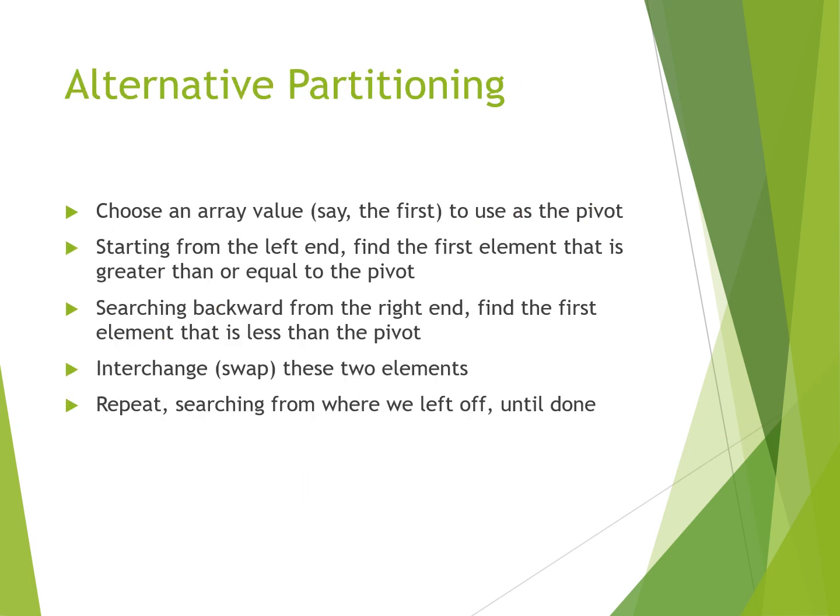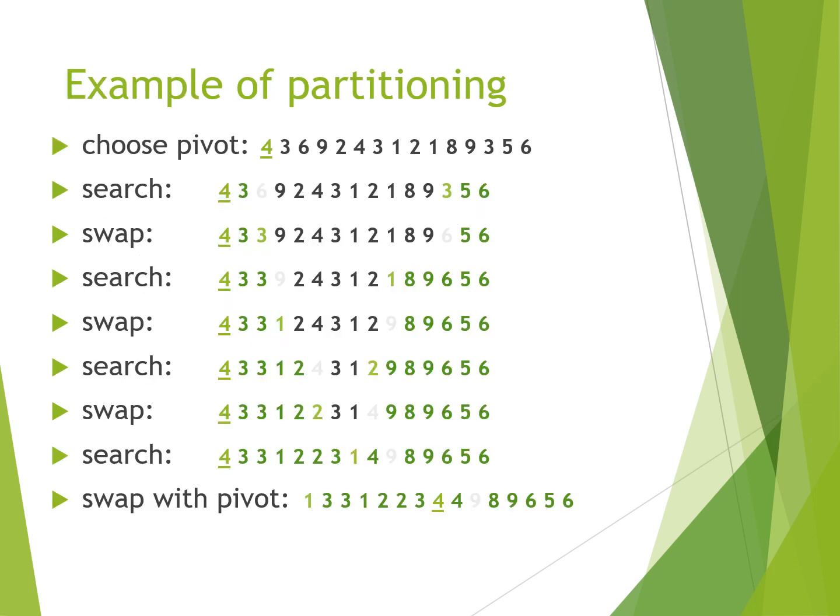Let us take a look at alternative partitioning. First, we choose an array value to use as a pivot. Then, starting from the left hand, find the first element that is greater than or equal to the pivot. Searching backward from the right hand, find the first element that is less than the pivot. Interchange these two elements. Repeat searching from where we left off until done. This is an example of partitioning.